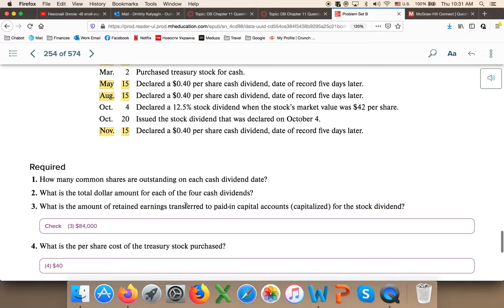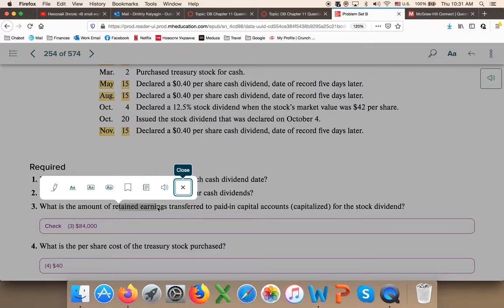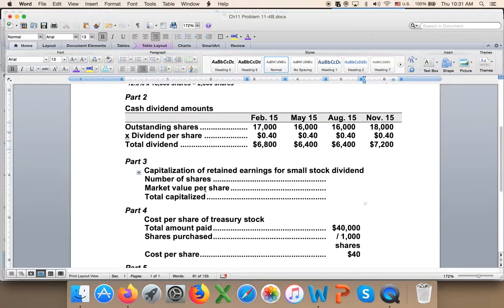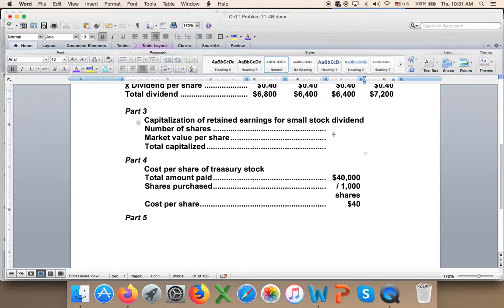Question number 3 sounds very fancy but very straightforward. What is the amount of retained earnings transferred to paid-in capital accounts capitalized for the stock dividend? So what they're asking here, what is the amount of when we declared and then issued the stock dividend? How much was moved, capitalized from retained earnings into paid-in capital? So we're capitalizing. So we already calculated the number of shares, right here, 12.5%. That was 2,000 shares. So number of shares, 2,000 shares.